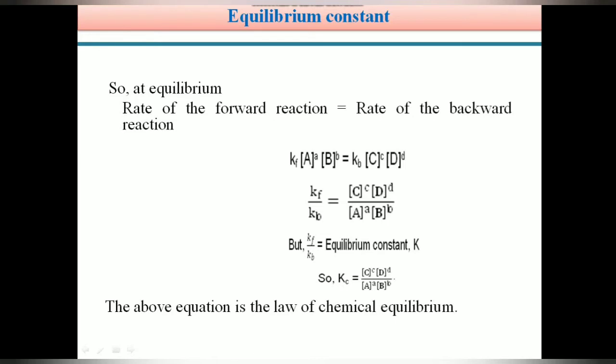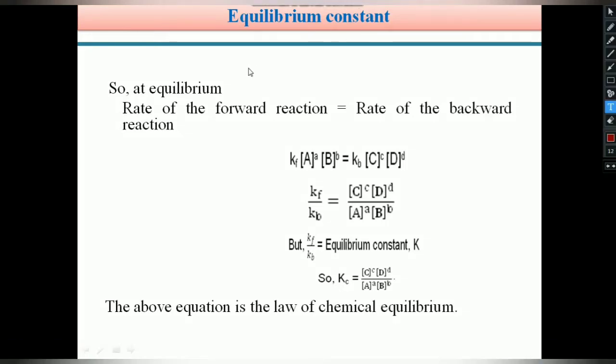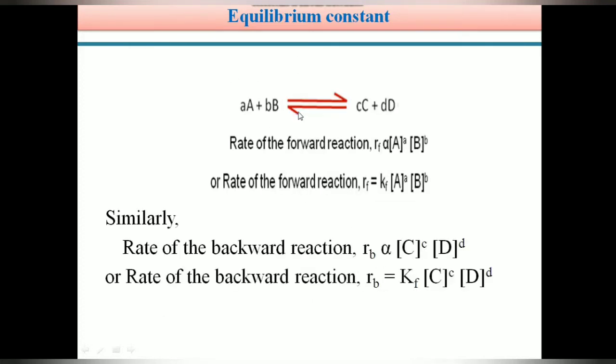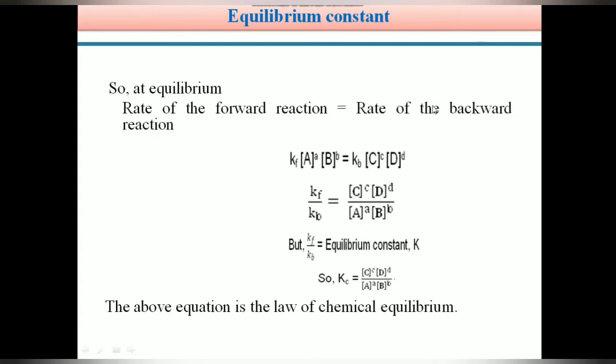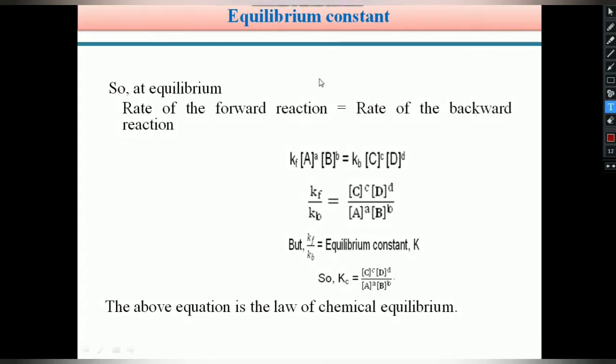So at equilibrium, it is a reversible reaction. At a particular state, there is a possibility of existing equilibrium. Here equilibrium exists at one state, where the concentrations of reactants and products remain constant. That state is called the equilibrium state. At the equilibrium state, the rate of the forward reaction is equal to the rate of the backward reaction.